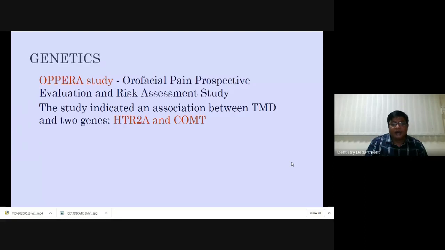The study indicated that there are 2 genes associated with TMD. It is still at the rudimentary level. Maybe in the coming decades, we may come up with a lot of information about these genes. HTR2A and COMT. They found out these two genes are more prominently seen in TMD patients.